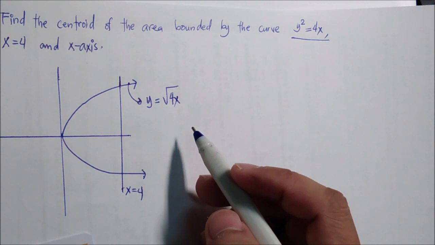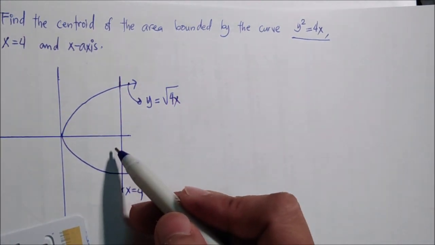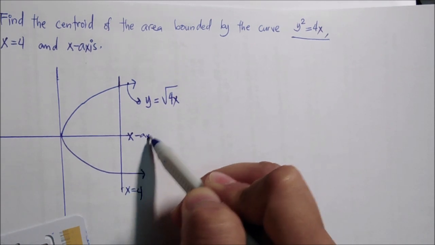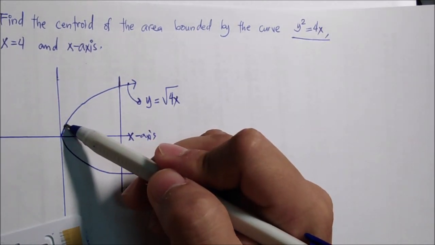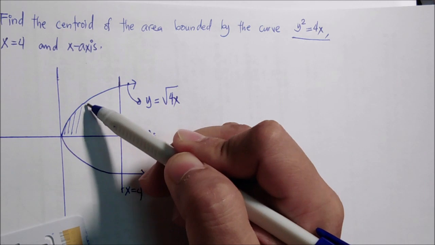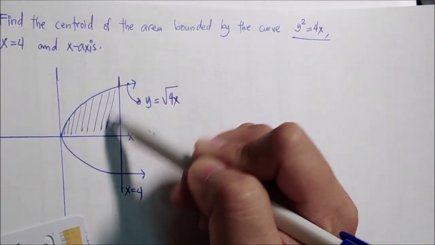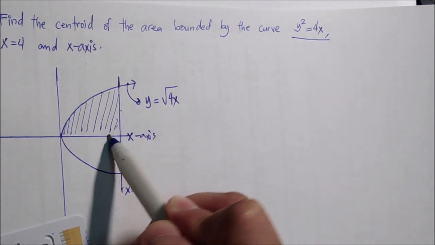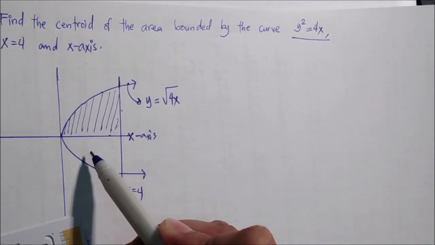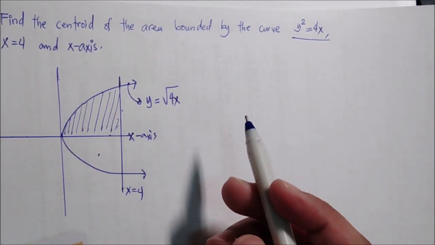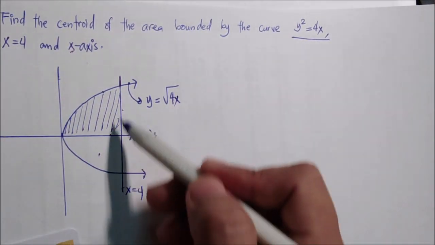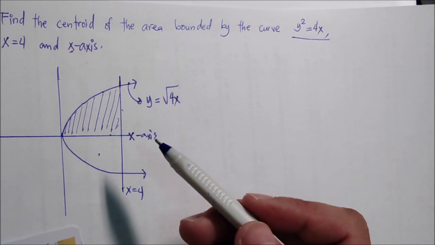Here is the x-axis. We only need the area bounded in the first quadrant. It already satisfies the curve, x equals 4, and the x-axis, not the whole parabola.